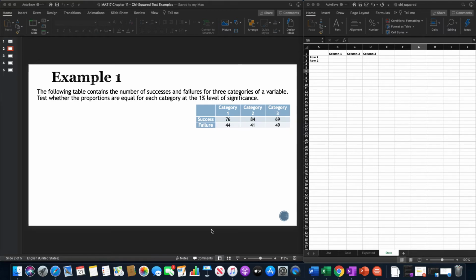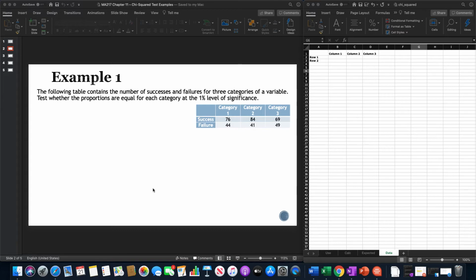The following table contains the number of successes and failures for 3 categories of a variable. We want to test whether the proportions are equal for each category at the 1% level of significance. Before doing so, we can write out our hypothesis test.